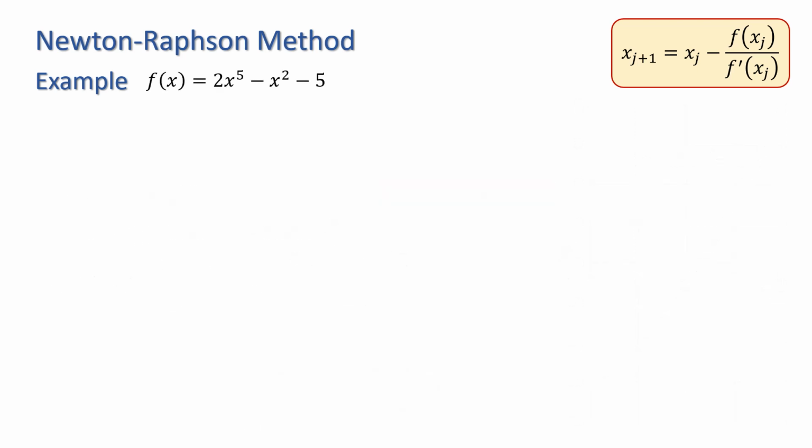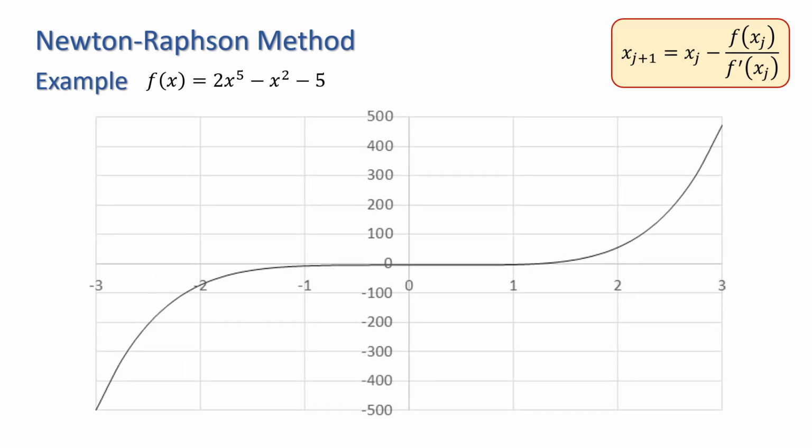In this next example, we have the function f of x equals 2x to the fifth minus x squared minus 5. Now, unless we look, we don't know if this function has more than one root, thus it's worth having a look at it first. Here we see the function plotted for values of x between minus 3 and 3. It certainly looks as if there's only one root, but it's worth zooming in a little to get a better idea of where that root is.